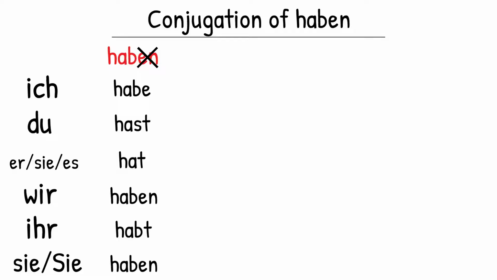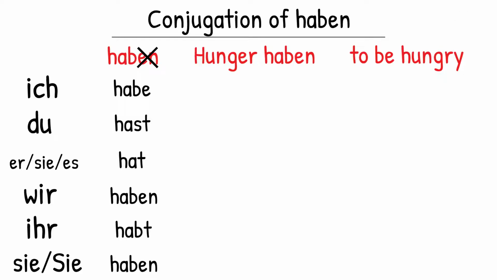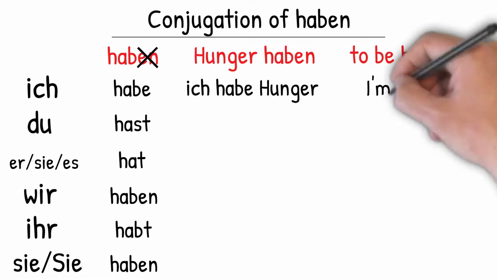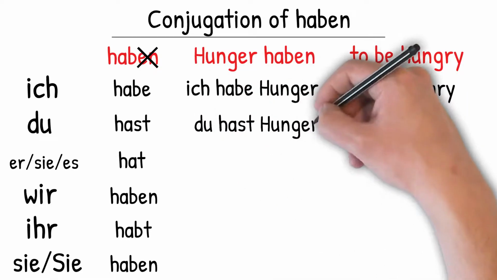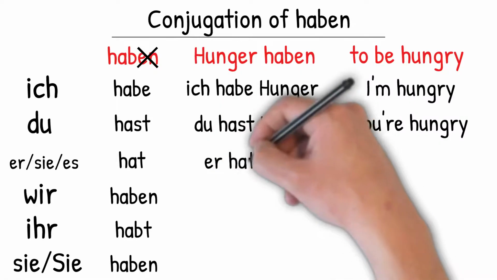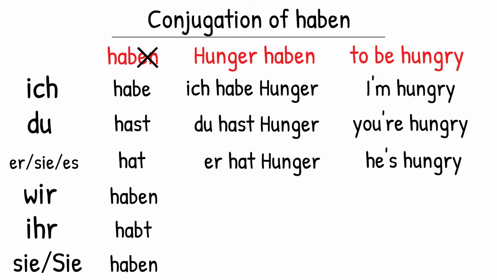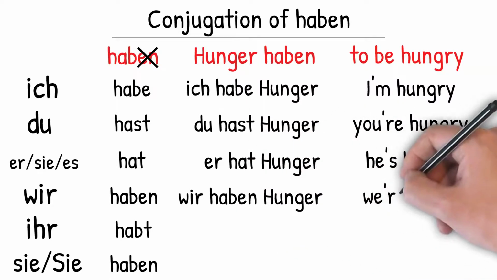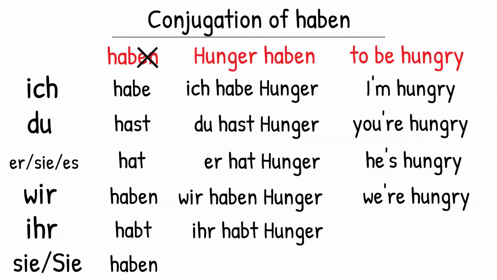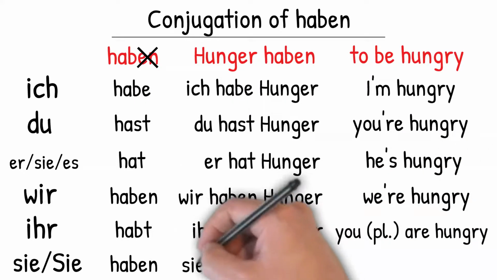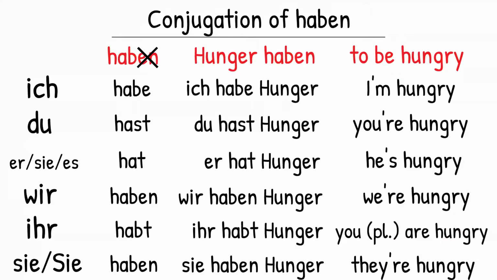To see how this works in a sentence, we're going to use the phrase Hunger haben, which simply means to be hungry. You see, in German, the main way for saying that you're hungry is by saying that you have hunger. So we're going to use this example to show how haben is conjugated in a real sentence. To begin with, ich habe Hunger. I'm hungry. Du hast Hunger. You're hungry. Er hat Hunger. He's hungry. Wir haben Hunger. We're hungry. Ihr habt Hunger. You plural are hungry. Sie haben Hunger. They're hungry.